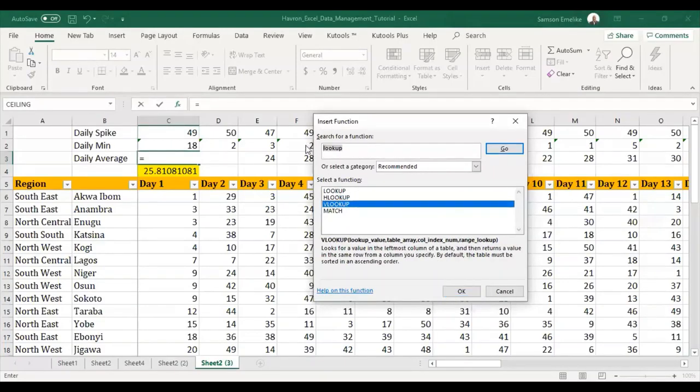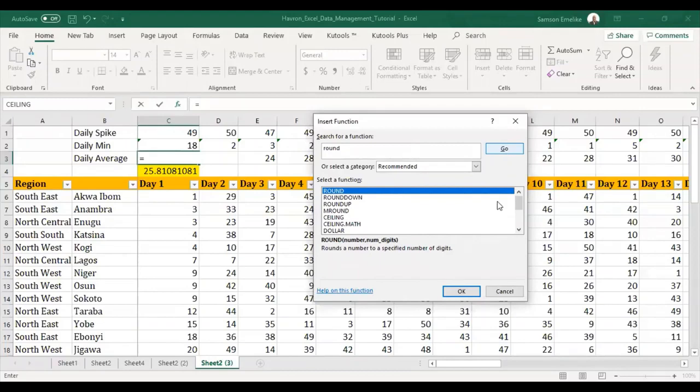So if you want to look up anything again, let's say round. Assuming you need to round something, you can round up or you can round down. You can round a figure down. You can round it up. You can have MROUND. Okay, you can have CEILING. These are the different options that you can use. So take time, click any one, then begin to play with it. You will be able to get something useful.